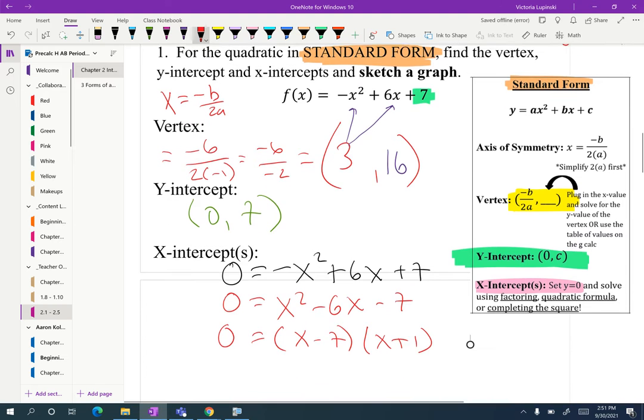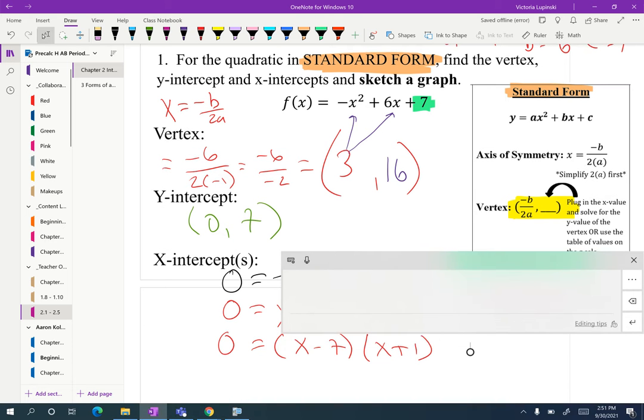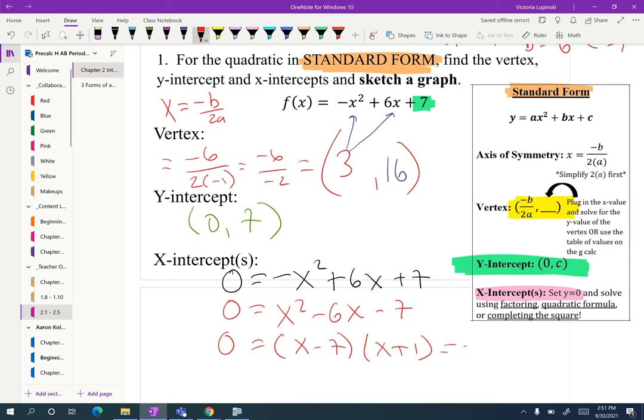What you have done now is you have factored. So you're going to go ahead and set each of these parentheses equal to 0. You're going to solve each one. That is going to give you x-intercepts of (7, 0) and (-1, 0). Once you have found all those values, you're going to go ahead and make just a sketch.